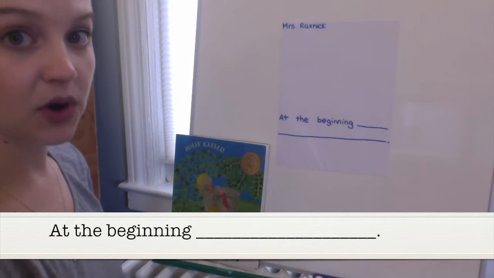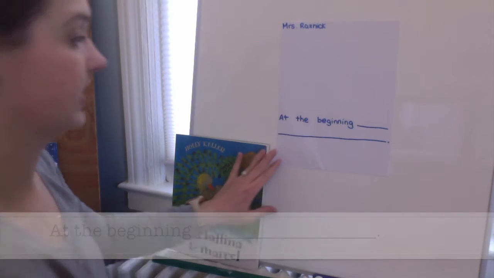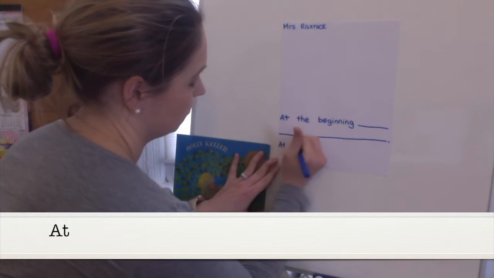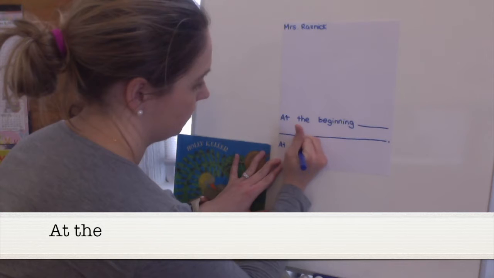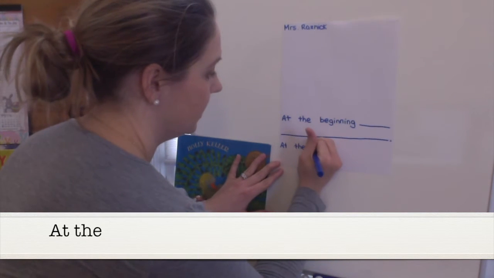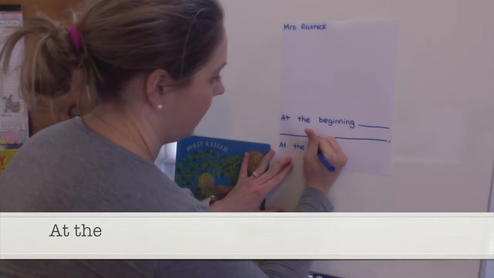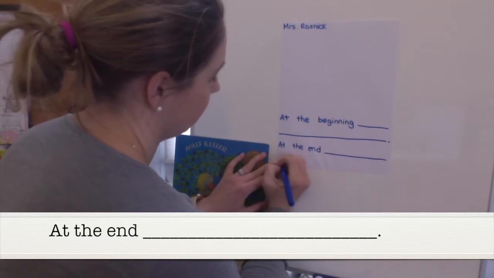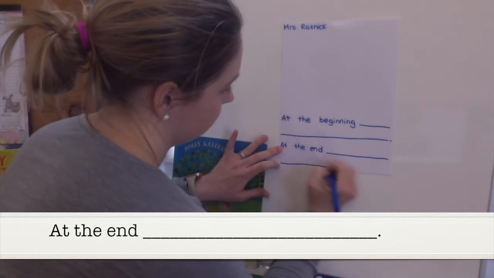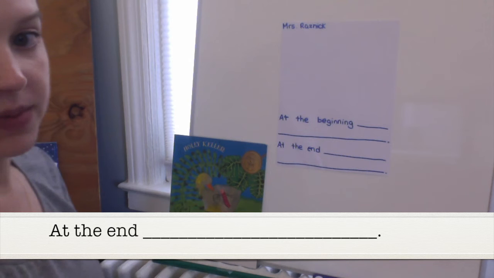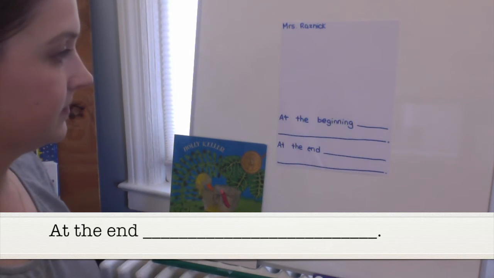Then the next part of your frame is going to say this. Popcorn word, at, popcorn word, the, and then the word end. E-N-D. We're going to make a few more lines. So go ahead and get that sentence frame copied onto your paper.